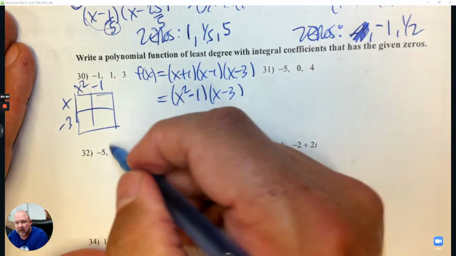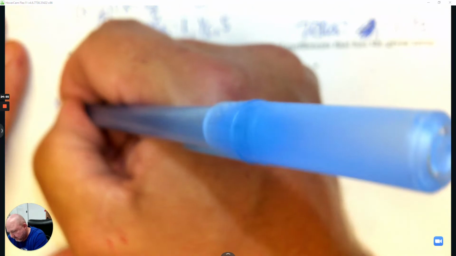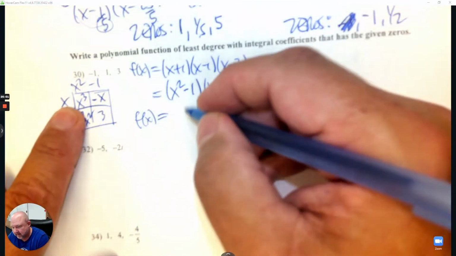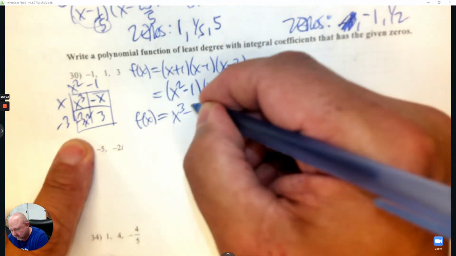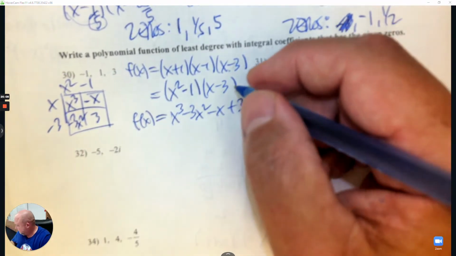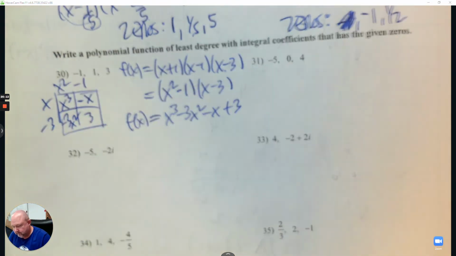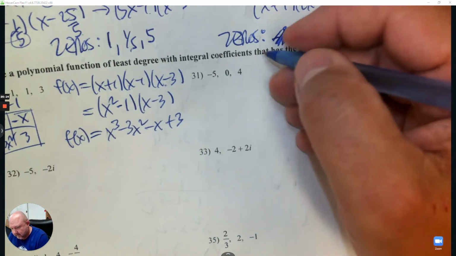And then we multiply to find each squared. So multiply. And then you have it. So we have x cubed minus 3x squared minus x plus 3. Done. All right, on with the next one.